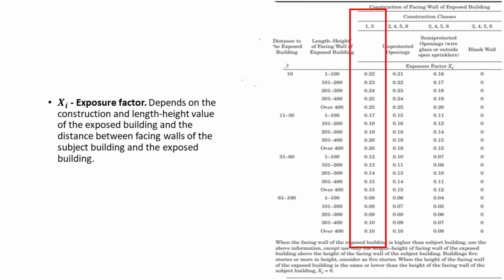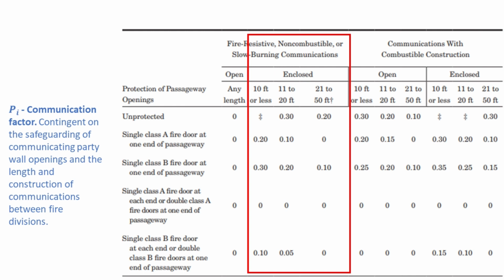To find the exposure factor, let's first focus on the construction class on the top rows of the table here. In this problem, we have a building of construction class 3. Hence, let's focus on the column corresponding to construction class 3. According to the statement, the building's distance to the exposed building is 55 feet, so we can narrow the rows to focus on in this table. Additionally, we know that the length-height value of facing wall of exposed building is 650, which is over 400. Now we can lock the value for exposure factor in this problem. That is, 0.15.